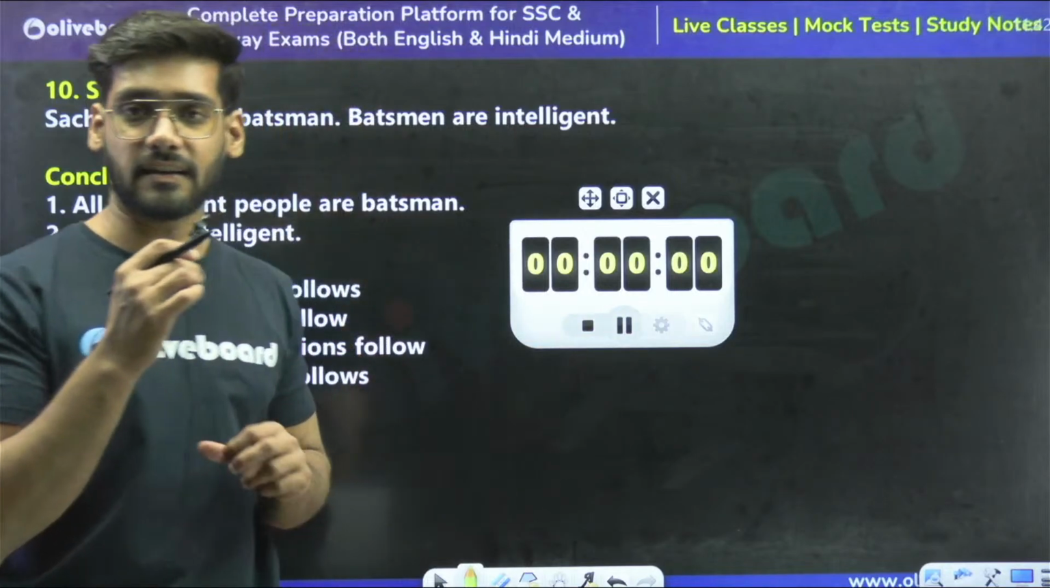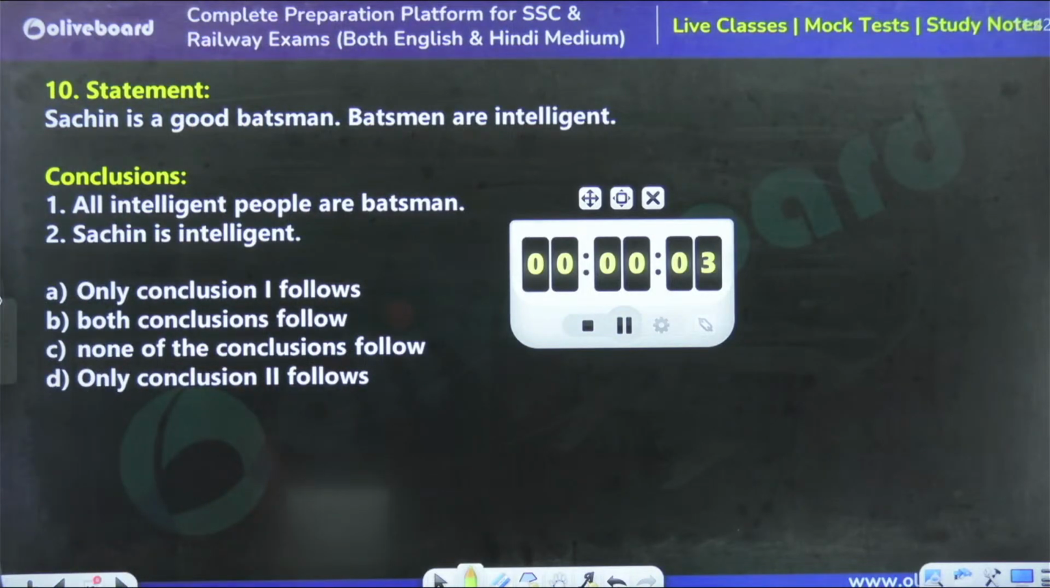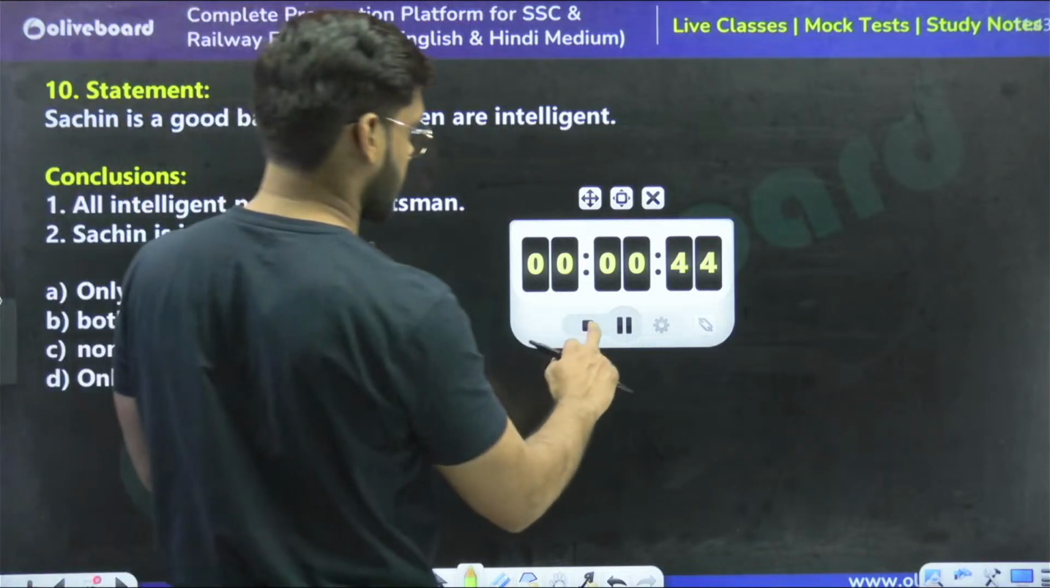Let me know what can be the right conclusion from the given statement. Okay, Dinesh is saying D. Menak, Rajan, Anirudh, Ajay, Praneeth, Shakti, Durgeshwar. Okay. Let's see if D is the right answer.